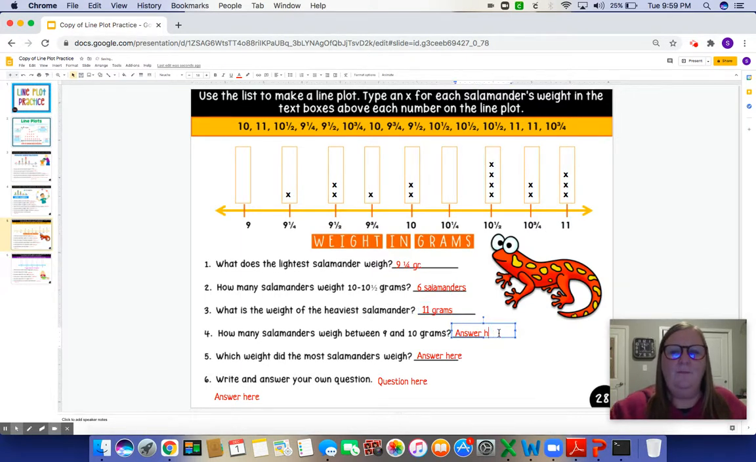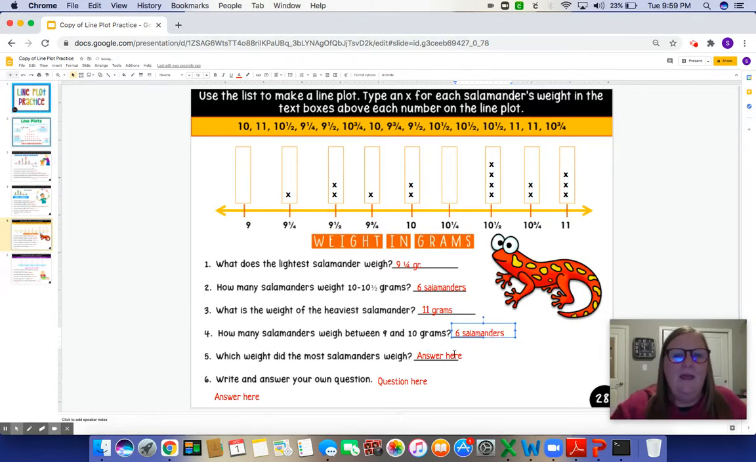Question 4 says, how many salamanders weigh between 9 and 10 grams? So here's 9 all the way through 10. So we're going to count all of those X's. So I'm going to start with 9. There's not any. We have 1, 2, 3, 4, 5, 6. So 6 salamanders.